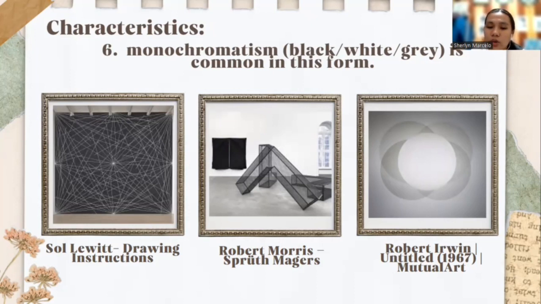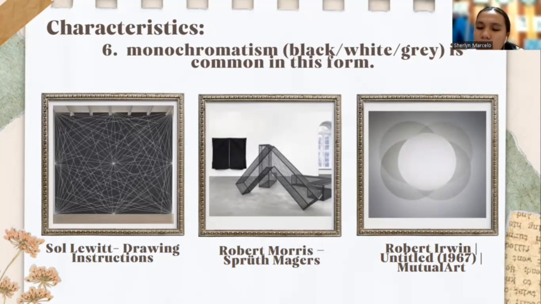So, second naman is Robert Morris, Spruce Majors. So, dito naman, isang shape lang talaga siya, which is L shape. Pero, iba't ibang position. May nakabuka, may nakatayo, at may nakahiga. And then, ang kulay lang dito is black and white. Yung surroundings is white. Tapos, yung mismong artwork is black. So, considered as minimalism art.